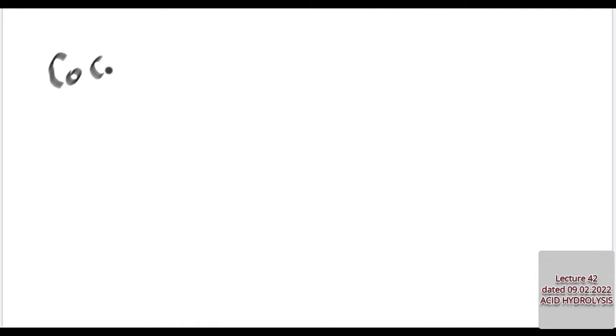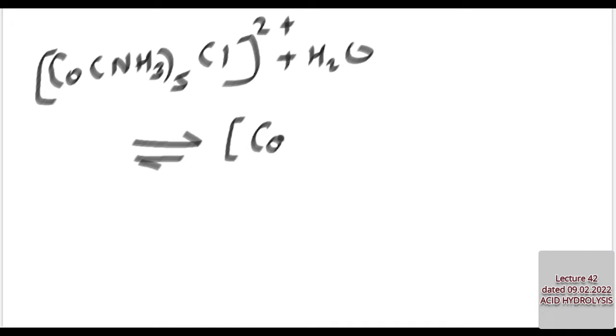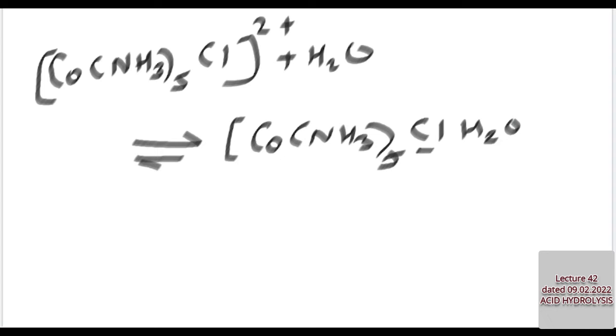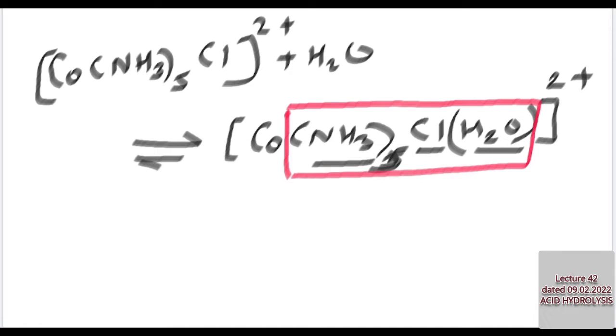If that would have been true, in the complex Co(NH3)5Cl, which carries a +2 charge, if water were added first, we would have obtained which complex? Co(NH3)5Cl H2O. Cl is one ligand, H2O is another ligand, and there are 5 ammonia ligands. So how many ligands are there in this complex? 7. Yes, 5 plus 1 plus 1. Total 7 ligands are there.